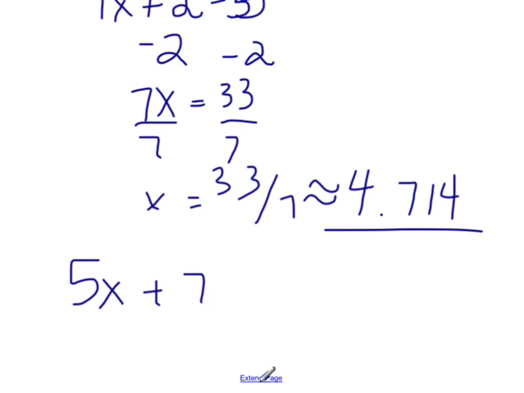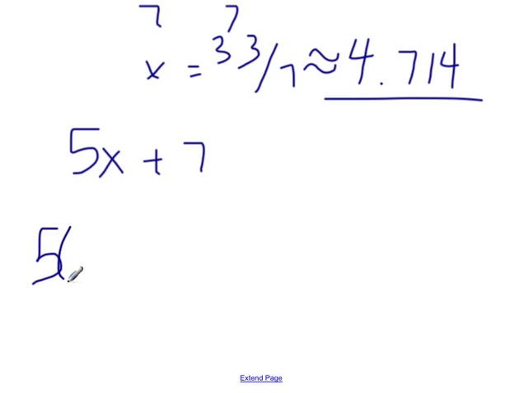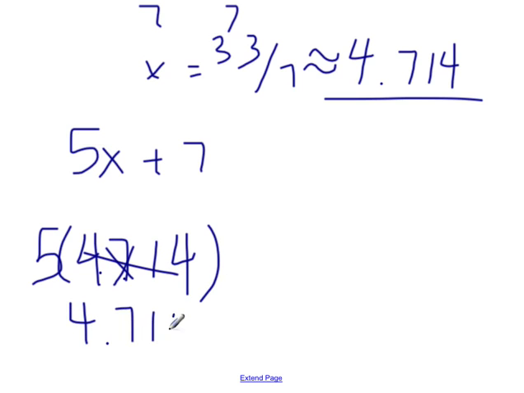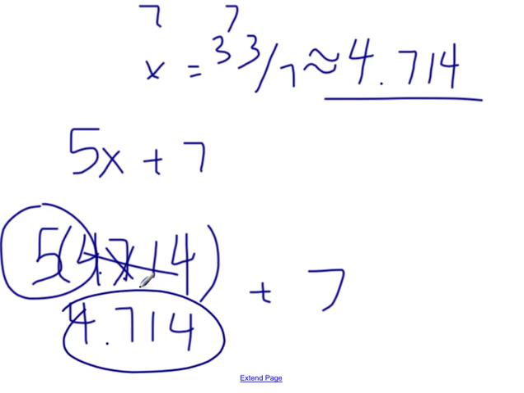And now that I know what x is, I'm going to take x out and I'm going to put in what x is equal to, which is 4.714. So this should be 4.714, and then that's going to be plus 7. So 5 times 4.714 plus 7, and then you end up getting 30.57.